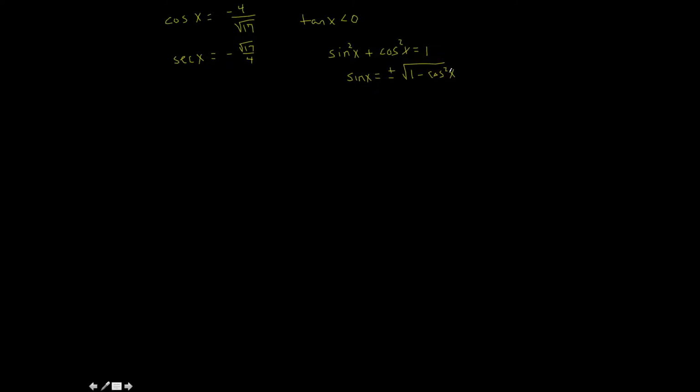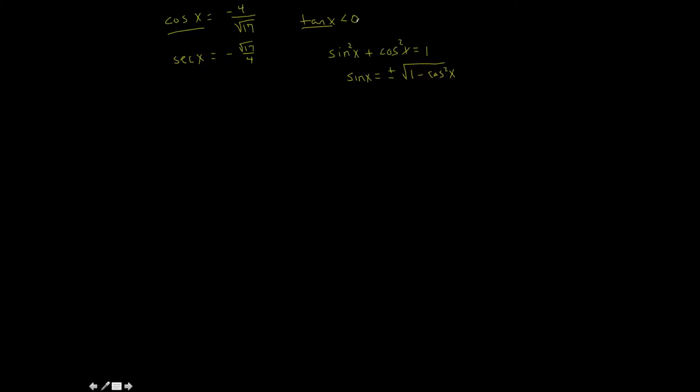Now, which one is it? Notice we have two answers here. We have a positive square root of 1 minus cosine squared x and a negative square root of 1 minus cosine squared x. Well, here's the answer in the details. Look up here. Cosine is negative. It's a negative 4. Tangent is negative. Where are both cosine and tangent negative?